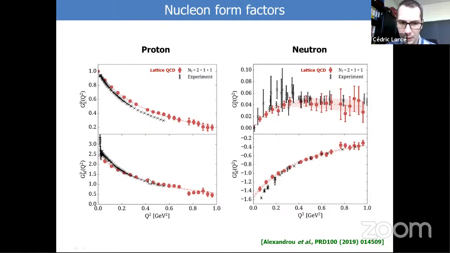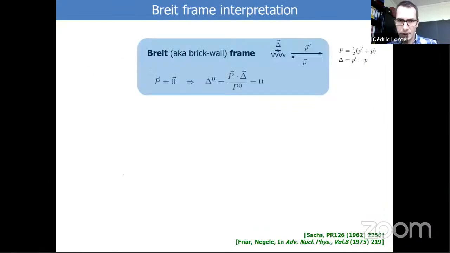So just to give you an idea of how those form factors look like. So how do we interpret them? Historically, in the 60s, Sachs proposed to interpret this object in the so-called Breit frame. This is so-called the brick wall frame.